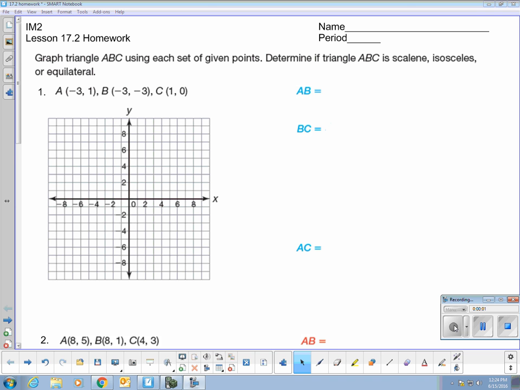In 17.2, we're going to step away from quadrilaterals and we're going to take a look at triangles. And specifically, we're going to determine whether a triangle is scalene, which means all sides have different lengths, isosceles, where two sides are equal to each other, or equilateral, where all three sides are congruent.